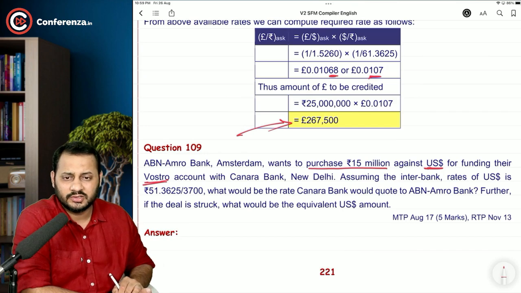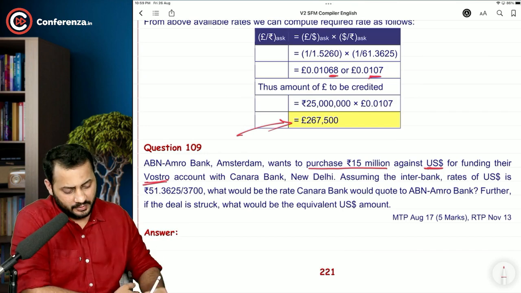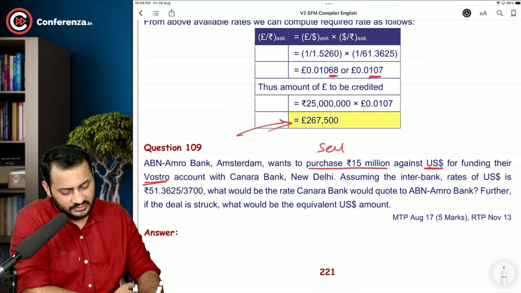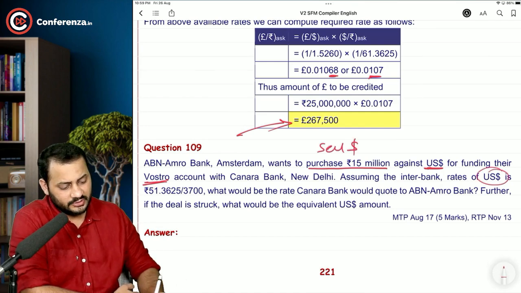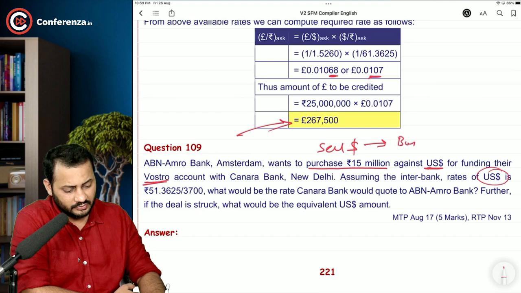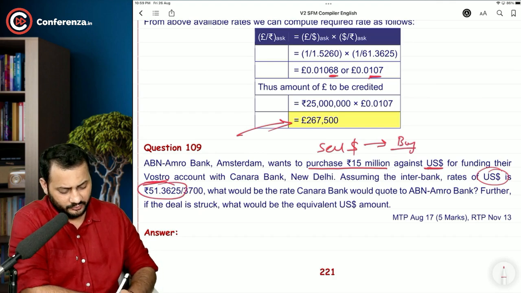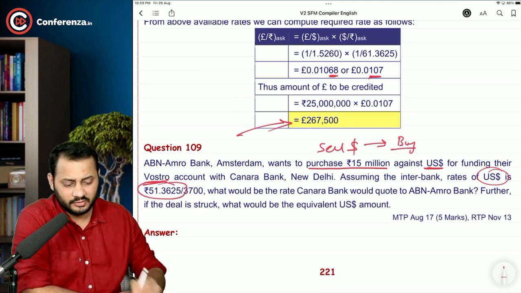Assuming the interbank rates of dollar is this, what would be the rate the Canara Bank would quote to ABN AMRO Bank? No cross rates. Further, if the deal is struck, what would be the equivalent dollar amount? It is as simple as it is. So they want to purchase rupees, sell dollar. Dollar is the base currency. They want to sell it. Bank will buy it. 51.3625 should be the rate. What else?